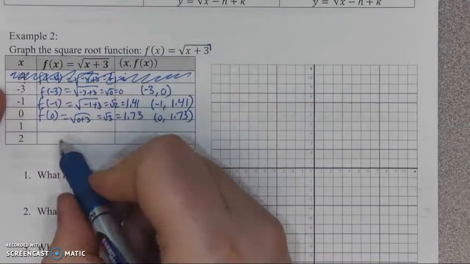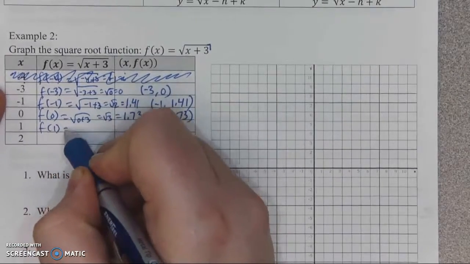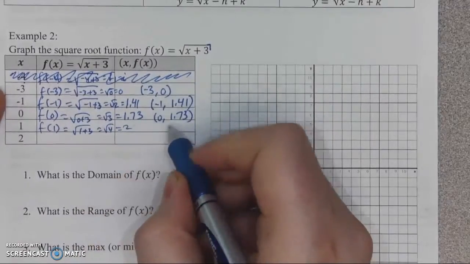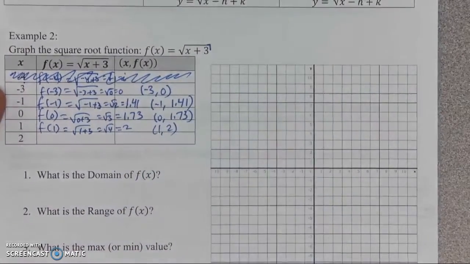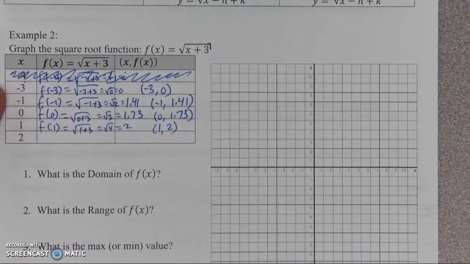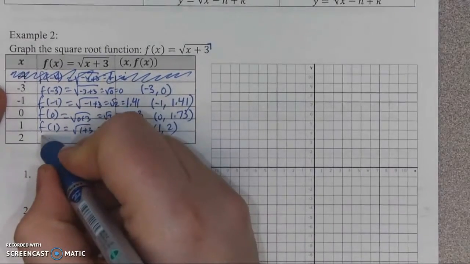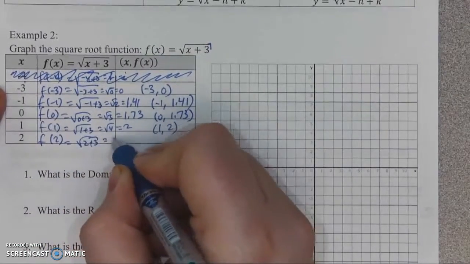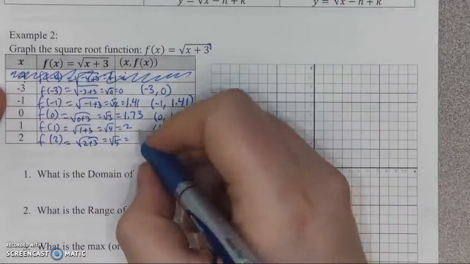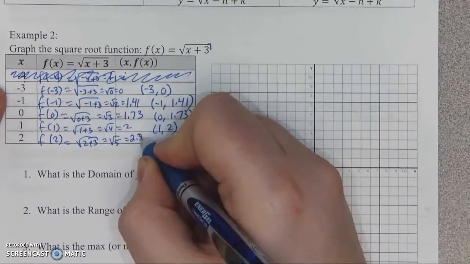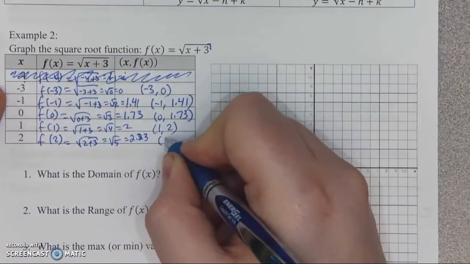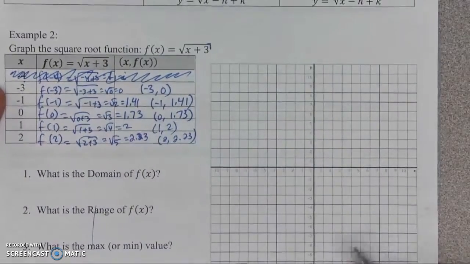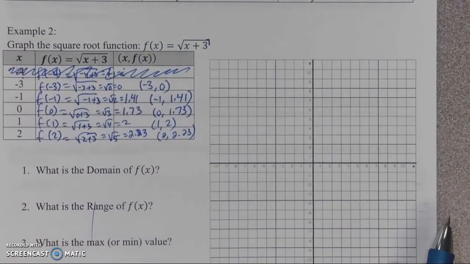Plug in 1, f of 1 is the square root of 1 plus 3. That's the square root of 4, which is 2. So this is the point 1 comma 2. You can plug that in. F of 2 is the square root of 2 plus 3. That is the square root of 5. As a decimal, that's about 2.23. So 2 comma 2.23. Before we answer these questions below, we need to plot the points on our graph.